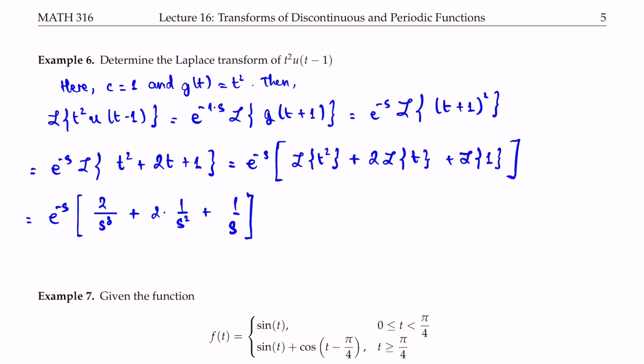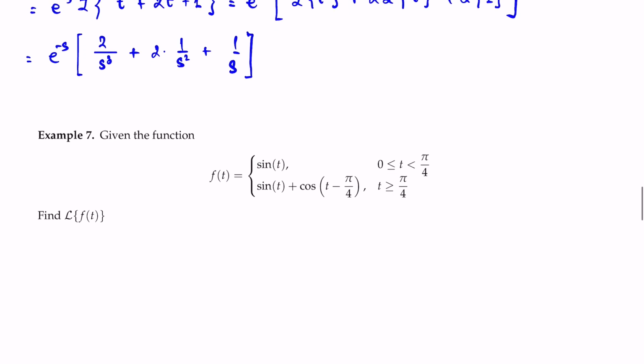Okay, now we're going to move on to example 7. We have a piecewise defined function written in this form. As you can see, of course you can use the definition of the Laplace transform to find the Laplace transform of this piecewise defined function, but for the sake of the topic that we are covering right now, we're going to rewrite this function in terms of the unit step function and shifted unit step functions. So you start with sine of t, the first function in the interval between 0 and pi over 4.